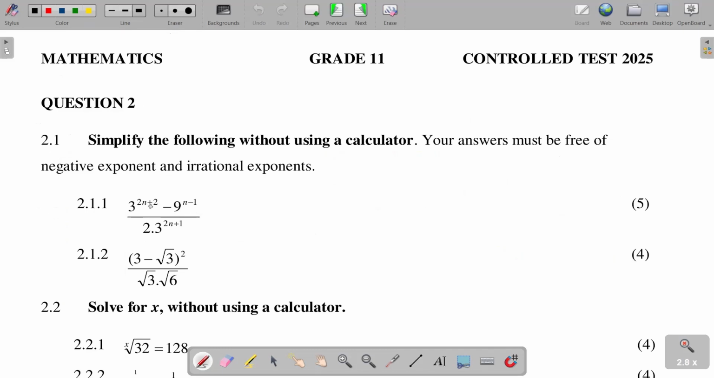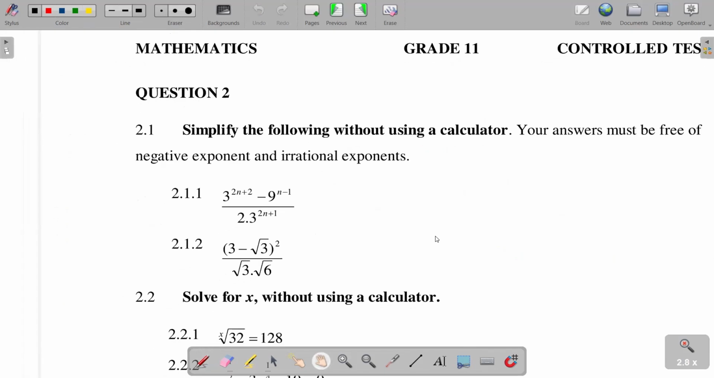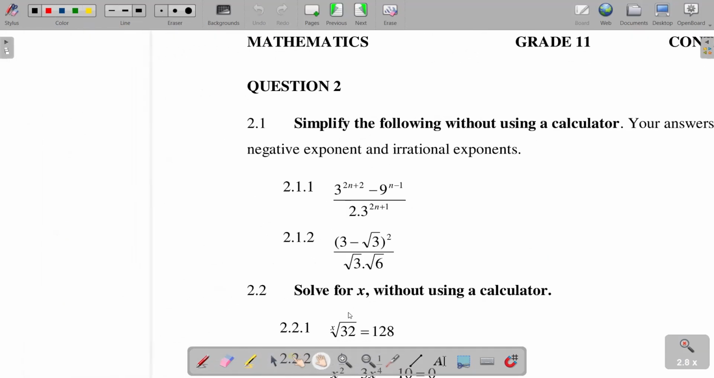So we are on question 2.11. Let's simplify this. This is what we are given.